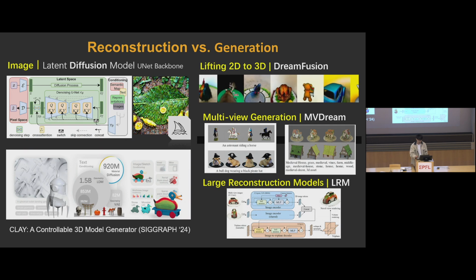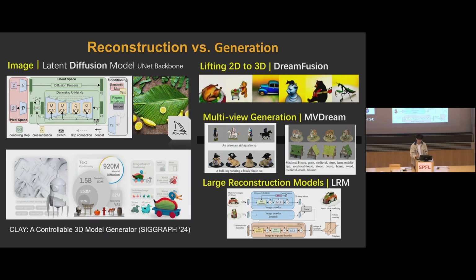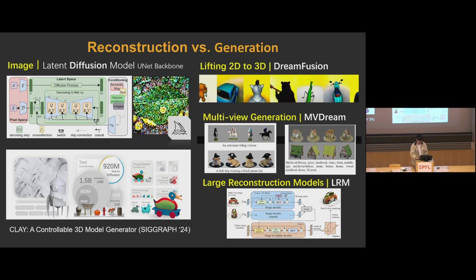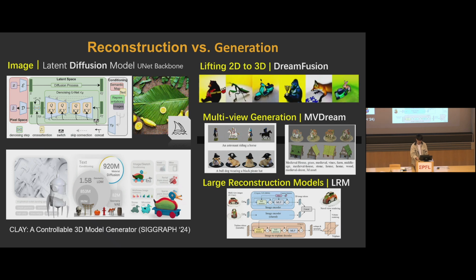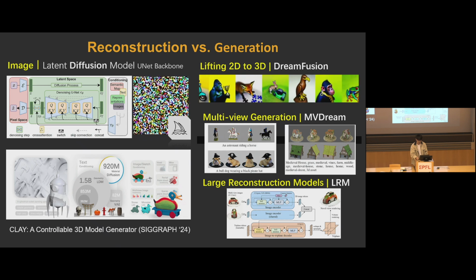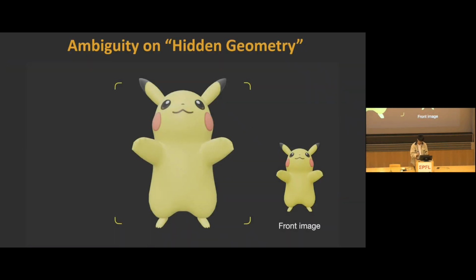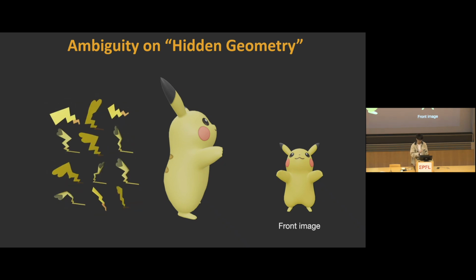In fact, various 3D representations have led to corresponding generation techniques, ranging from DreamFusion to large reconstruction models and to native 3D generation models, such as the recent SIGGRAPH work, CLAY. We believe that generation starts to serve as a new form of reconstruction. But there is a key problem that remains unresolved, which is the ambiguity of the hidden part. Notice that the same front view of an object may have many possibilities for the hidden geometry, all of which make sense, just like the Pikachus in our story.